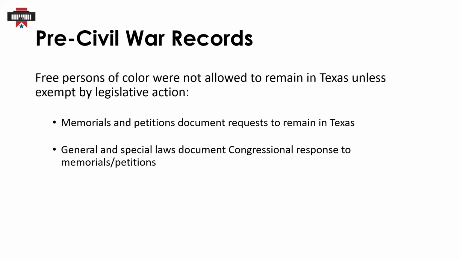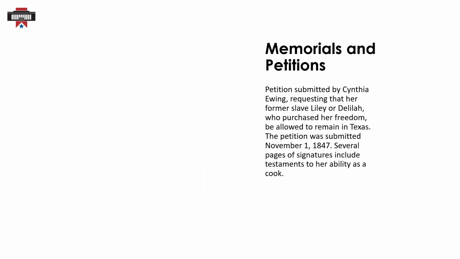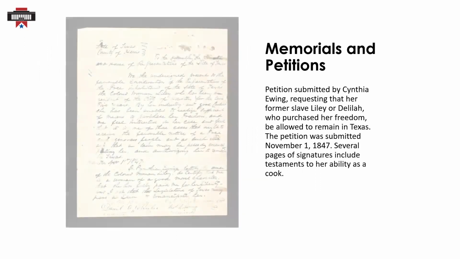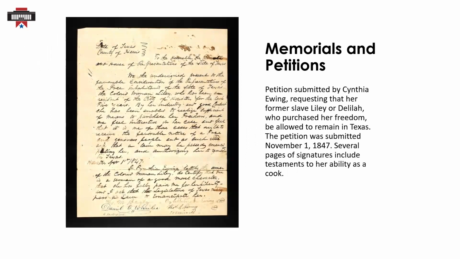In pre-Civil War era Texas, free persons of color were not allowed to remain in the state unless exempt by legislative action. The memorials and petitions would show that a request was made to the Texas Congress or legislature to remain in the state, and the general and special laws would show if Congress granted permission for the subject to remain. Memorials and petitions can contain descriptive information about individuals, including their residence, reputation, abilities, and names of individuals who knew the subject of the petition.